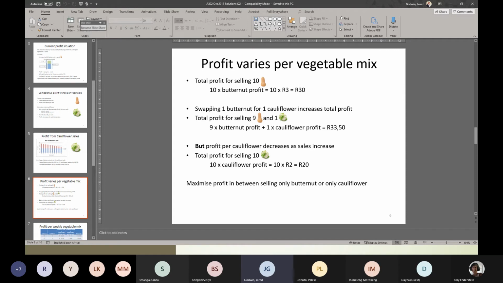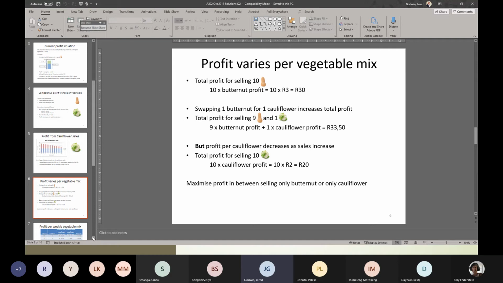But they talk about what your profit is for swapping one butternut, which was the R33.50 we saw on the previous slide. And then they talk about the profit if you swapped all the butternuts for cauliflowers, which gives you a profit of R20. So it's a nice way to show that, because as soon as you see, oh, if swapping one butternut gives us R3.50, let's swap all of them. Suddenly you're losing, because our original was R30, but now we're getting R20 only. So you have to maximize the profit in between selling only butternuts or only cauliflower. So in other words, there is some combination in between that will maximize.